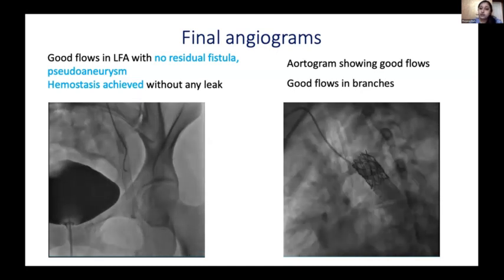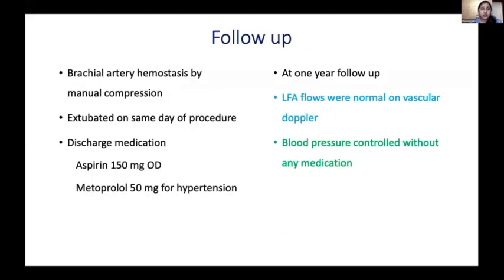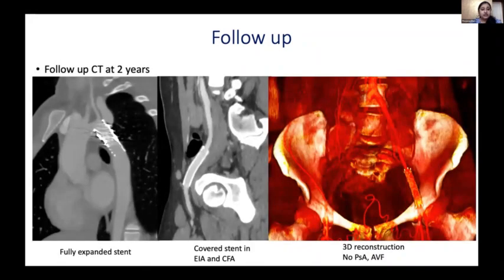This is an aortogram showing good flows across both the stents and good flows in all the arch branches. She did well on follow-up and was discharged with aspirin and metoprolol. At 1 year of follow-up, she had normal left femoral artery flows on Doppler, and blood pressure was controlled without any medications. This is a follow-up CT at 2 years, which shows a fully expanded coarctation stent and covered stent in the external iliac artery and common femoral artery with no pseudo-aneurysm or AV fistula.